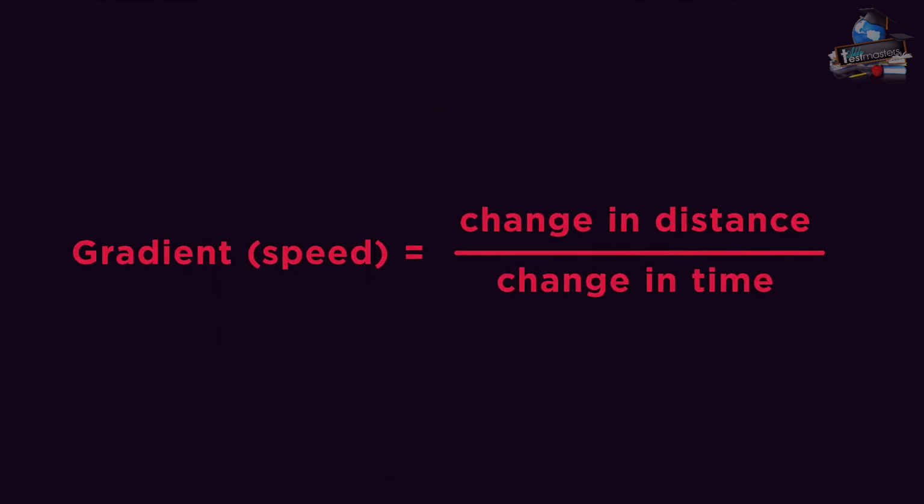So there you have it. To find speed, using a distance time graph, work out the value of the gradient by dividing the change in distance by the change in time.